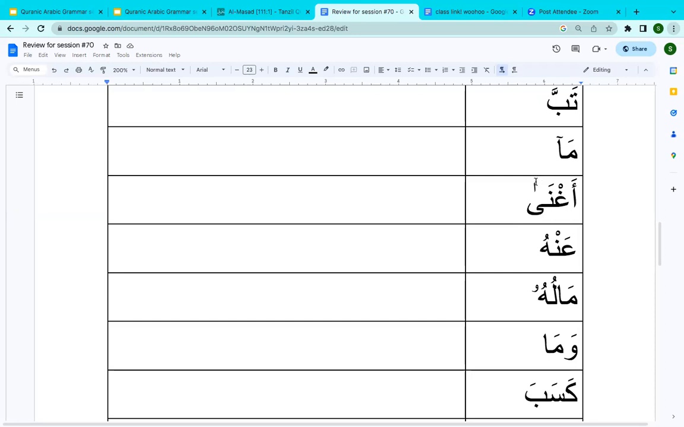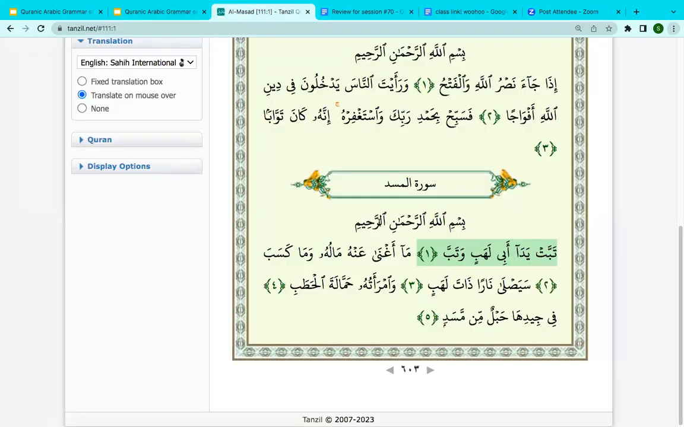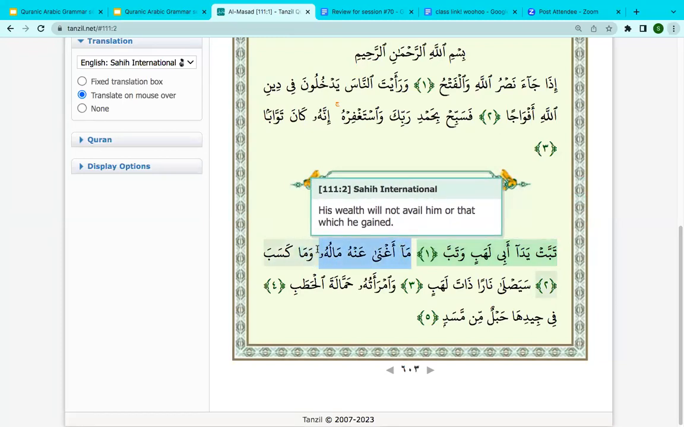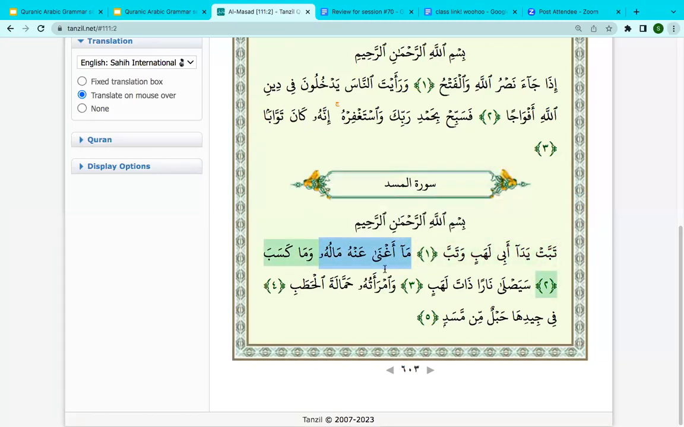How is it translated? Because most people know the translation of this surah. It did not avail him. Right? Now, let me teach you how to cheat. This is also very important. You should know how to cheat when you are doing grammar, and I will teach you how.